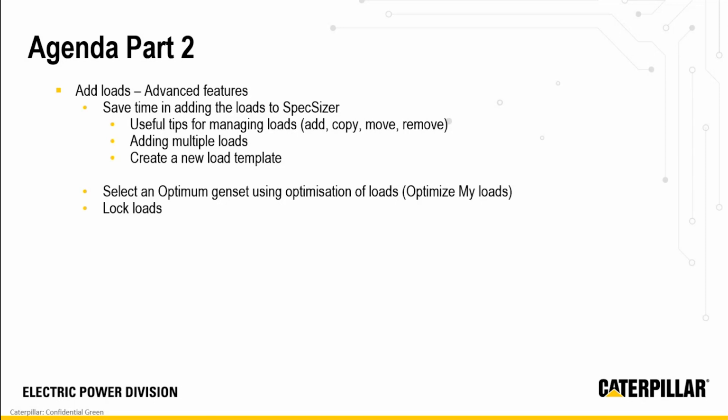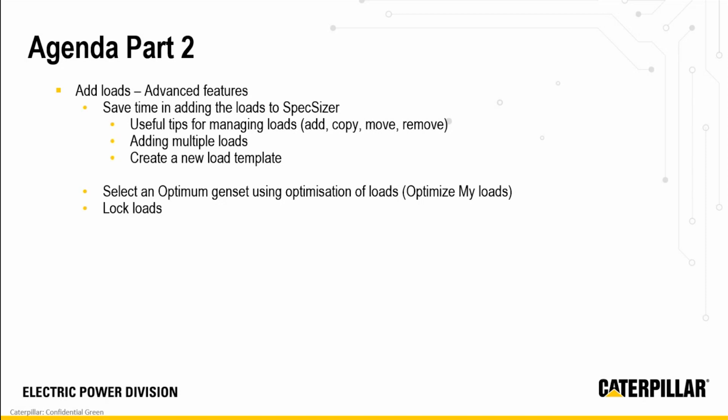When you have a large number of loads, we don't want to spend too much time adding the loads through the normal drag and drop process. We will also see how you can modify the existing template for different load types in SpecSizer so that you can actually create your own load type and use it for future projects. Secondly, we will also look at how we can size an optimum or smallest generator set for your project, because that is also an important goal in order to win projects.